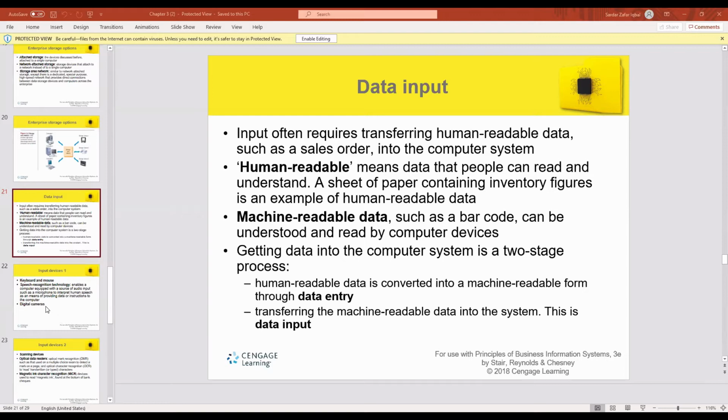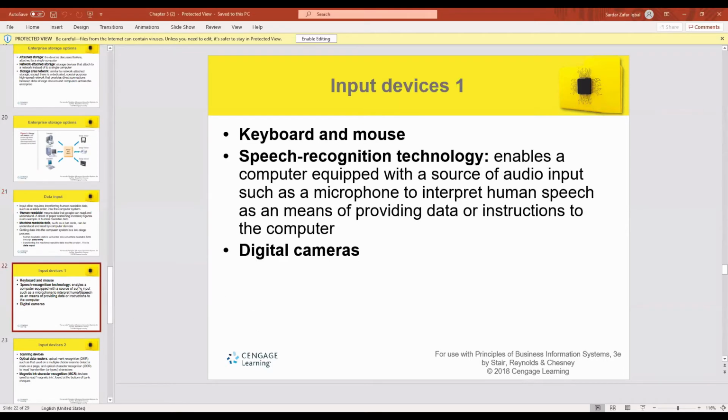Okay. So moving to the next concept. We have some more input devices, and most of them you are familiar with. The keyboard and mouse. Now we have different kinds of keyboard and mouse available in the market. Speech recognition technology enables a computer equipped with a source of audio input, such as a microphone, to interpret human speech as a means of providing data or instructions to the computer.